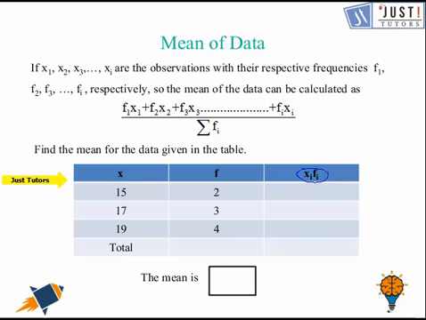The question says find the mean of the data given below. These are the xi's, these are the fi's, and we need to work out xi fi. That means we need to multiply these two columns together. So what is 15 times 2? That's 30. That comes here. Then 17 times 3 is 51, which comes right here. Then 19 times 4 would be 76. Now we need to add them all up. That would be 157, and we need to find the total of fi's as well, which is going to be 9.